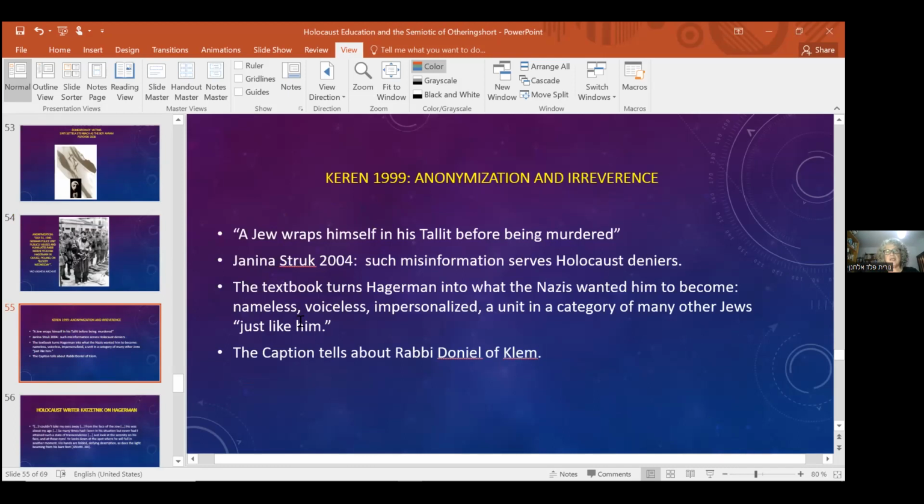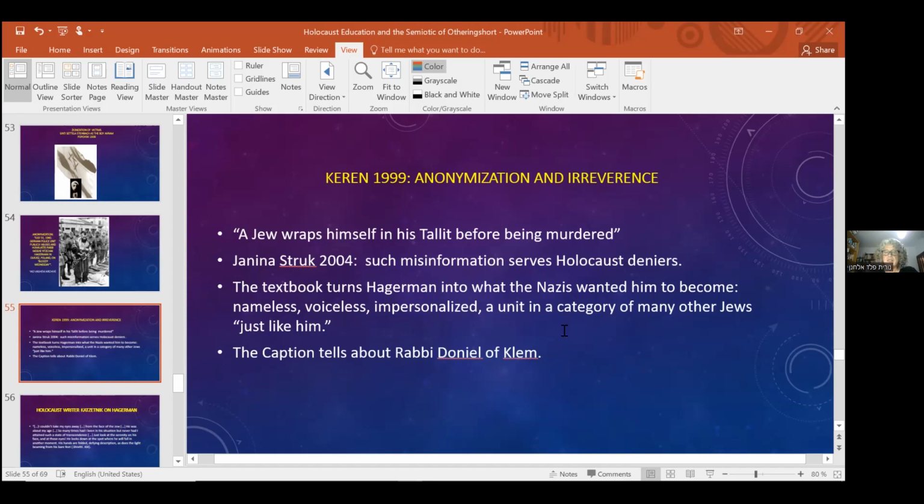The schoolbook says a Jew wraps himself in his tallit before being murdered. Now, this is wrong information. He was not killed on that day. He was killed 2 years after. And as Janina Struk says, such misinformation serves Holocaust deniers.